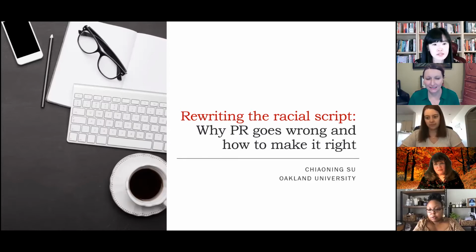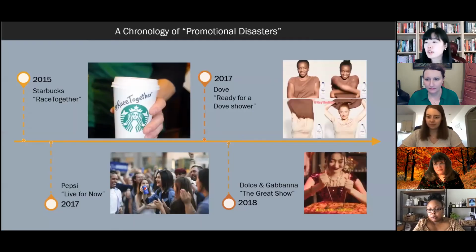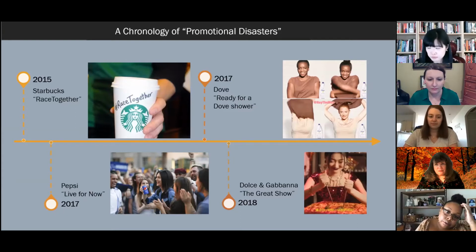But let's look at this slide first so that you probably understand what I'm saying better. This is a slide that I use in my class. This is what I call the timeline of promotional disasters. I'm sure we are all very familiar with cases presented in this timeline. From 2015, Starbucks asked their baristas to write race together on the cup to initiate a conversation with the client, right? And then Pepsi used Kendall Jenner as the spokesperson and produced this TV commercial with a very Black Lives Matter kind of idea.